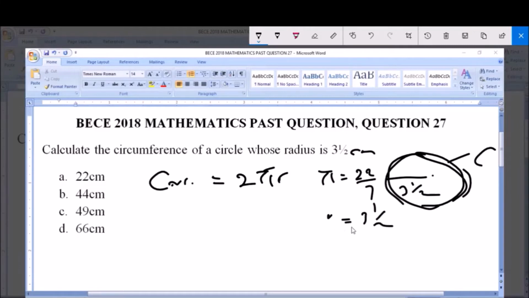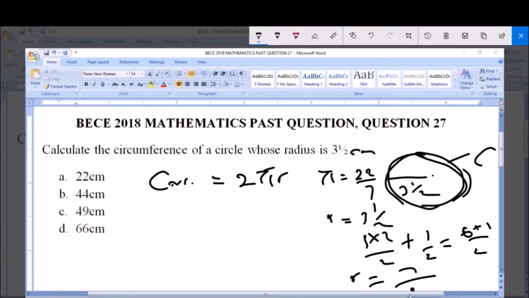Now let's convert this to an improper fraction. Remember, this is a mixed number. So to an improper fraction, we have what? 3 times 2 all over 2 plus 1 all over 2, and this is equals to what? 6 plus 1. That is 3 times 2 to give us 6, and plus 1. Remember, they have the same denominator. So r is equals to what? 7 all over 2. So 3.5 is equivalent to 7/2.